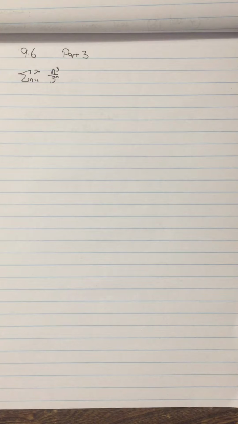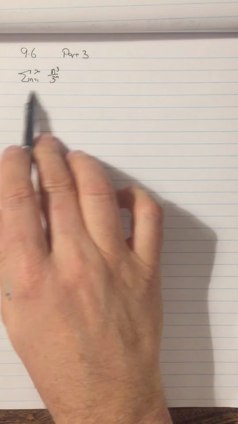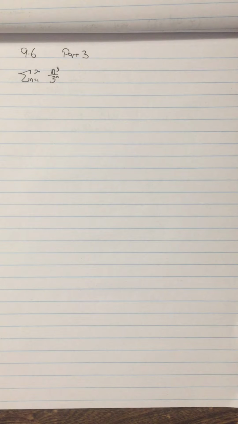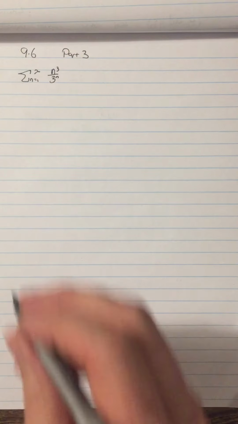So this is section 9.6, part 3, and we're looking at this series right here. The fun thing we're going to do right now is look at why none of the tests that we know so far work. So first of all, let's say we look at the nth term test.